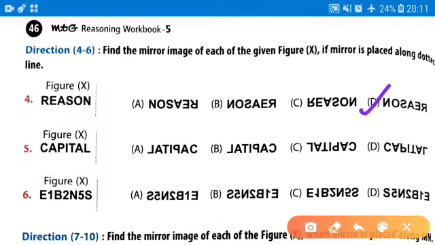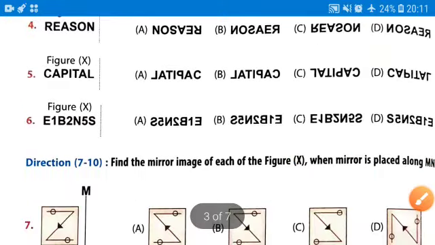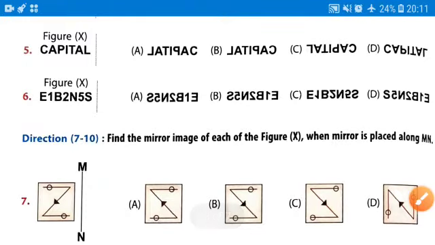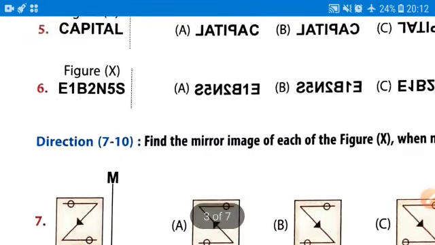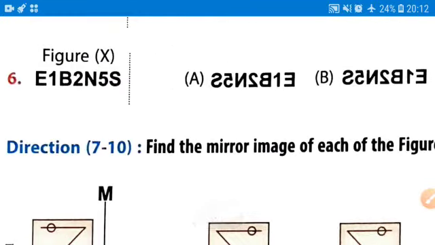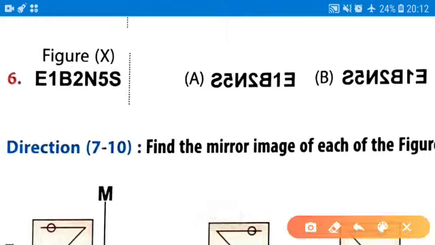Now let us take a different kind of question, that is question number 6. Now this question has words, letters and numbers also, so it is a mixed one. So you can check here, let us check from the options.